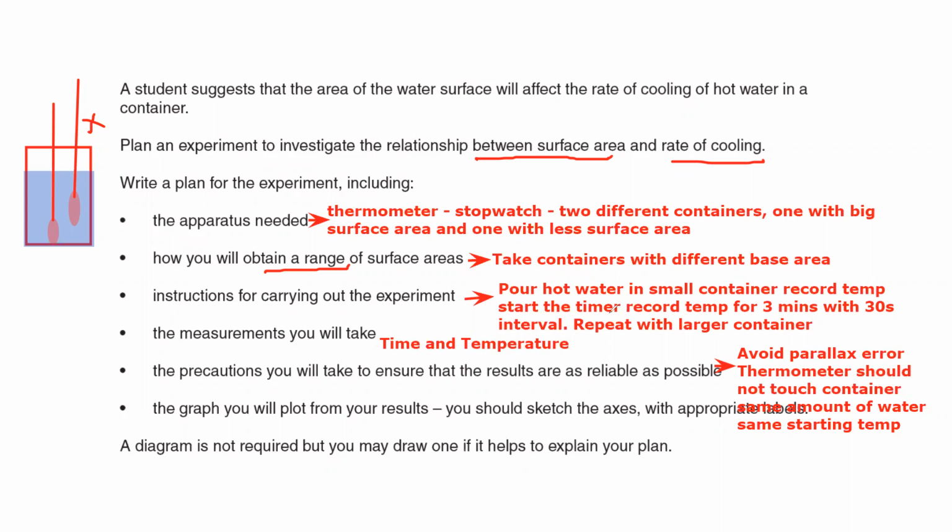So these are the precautions: avoid a parallax error, and the thermometer should not touch the base of the container. Same amount of the water and the same starting temperature are the variables which must be kept constant for a fair comparison. And then you don't have to plot a graph, you just have to sketch the axis. When you sketch, label the axis with the appropriate unit. So time is in seconds and temperature is in degrees centigrade.